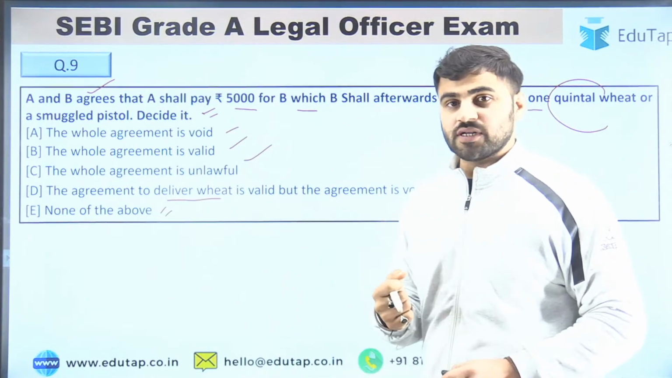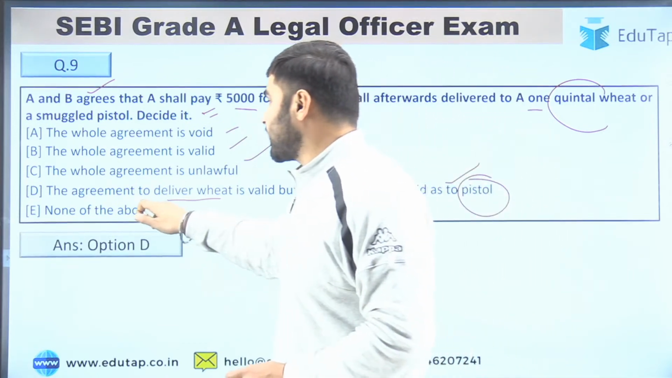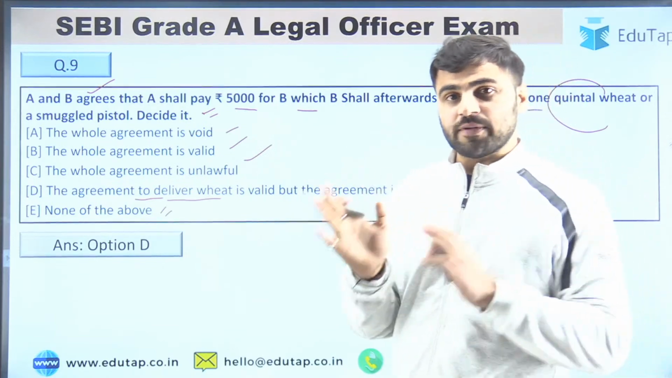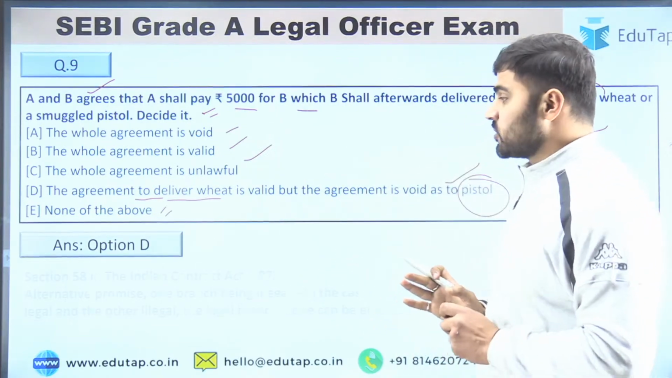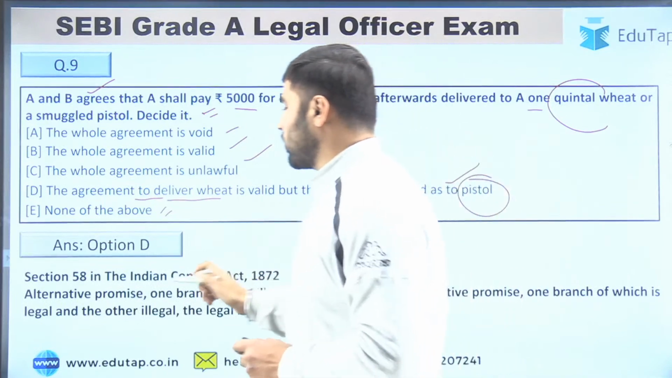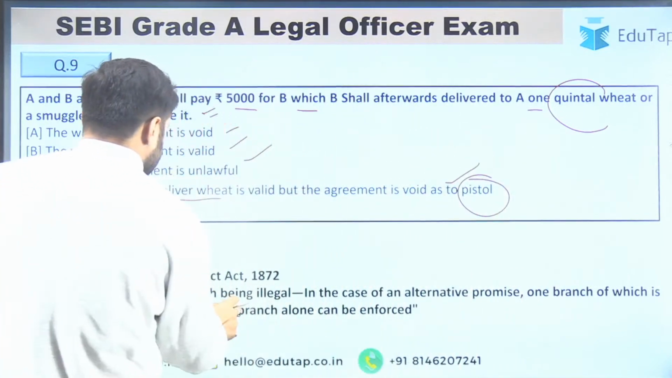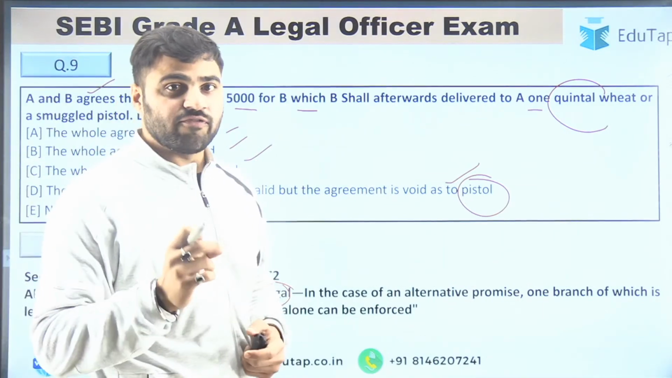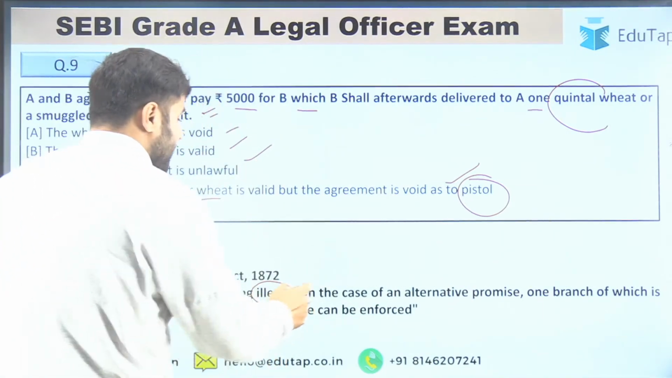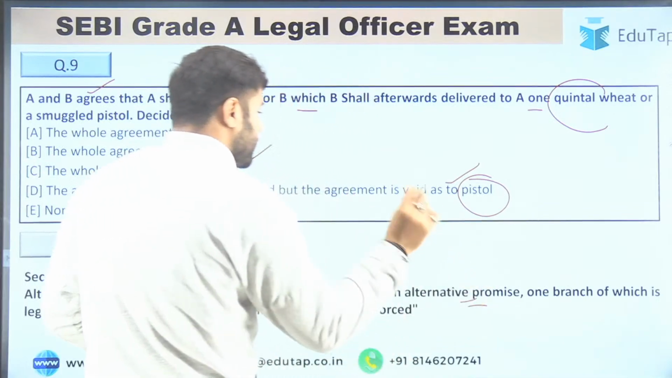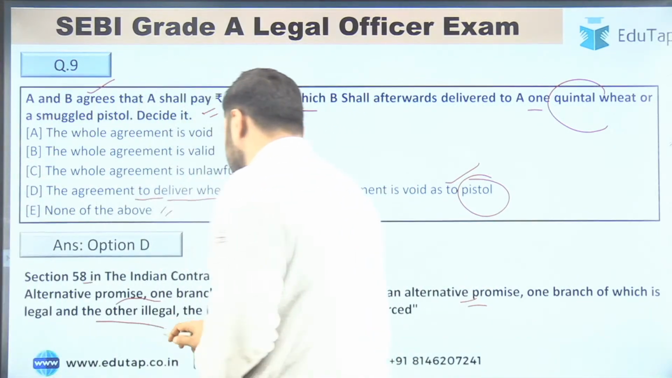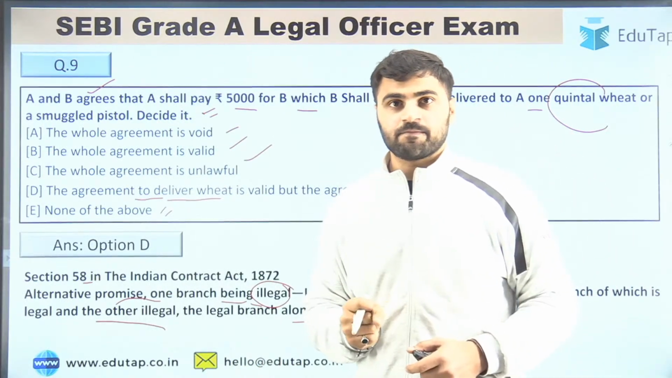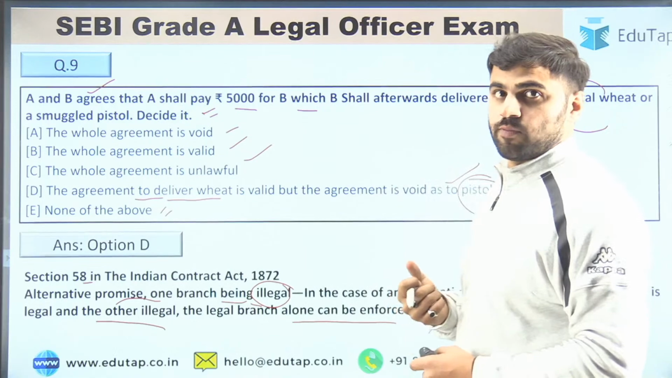The right answer for question number 9 is option D. That is, the agreement to deliver wheat is valid, but the agreement related to delivery of the pistol is void, right? If you read section 58 of our Indian Contract Act, it covers an alternative promise, one branch being illegal. So in the case of an alternative promise, one branch of which is legal and the other illegal, the legal branch alone can be enforced. Right, friends? So I hope you got the clarity.